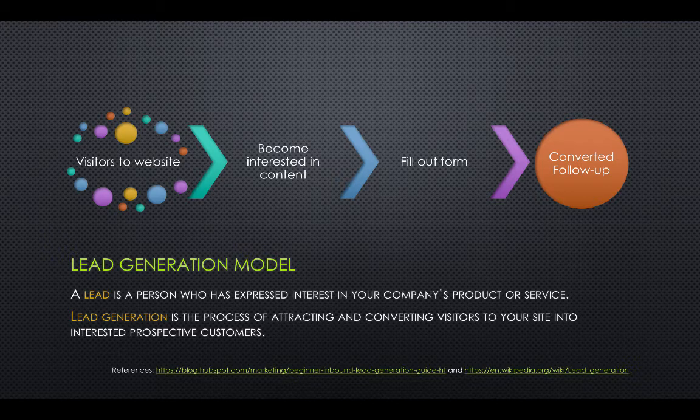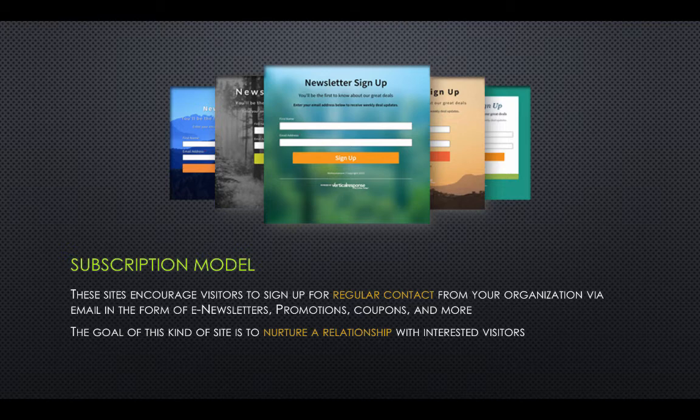So that's lead generation. The other is the subscription model. And this is not to be confused with subscription in the sense of, say, a Tinker Crate box or Bark Box or, let's see, Harry's Shave, I think is another one, where you subscribe and you receive a product every month. This is not the type of subscription service we're talking about.